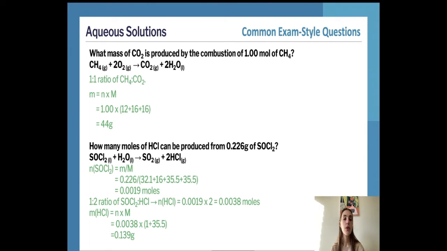So we've got to do 0.0019 moles of SOCl2 times 2, which will give us 0.0038 moles of HCl. And so we know the number of moles that have been produced is 0.0038 moles of HCl, and that's all that the question has asked us for. So we could leave the answer as that, and in an exam, I would say leave the answer as that. That's all you need to do. They've only asked you for moles.